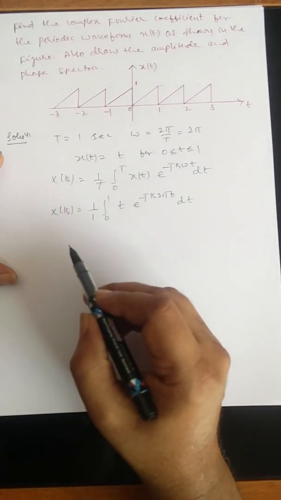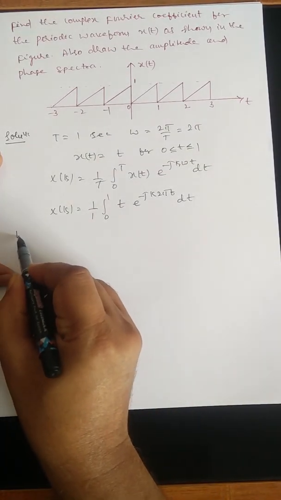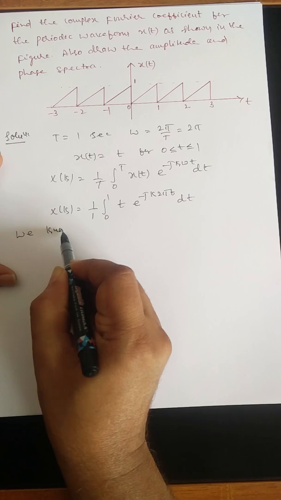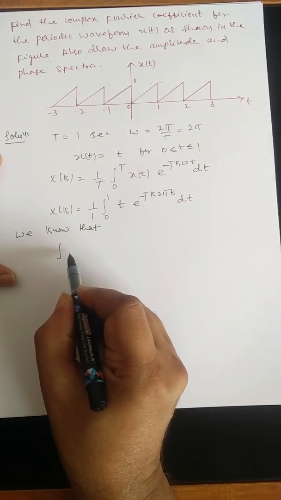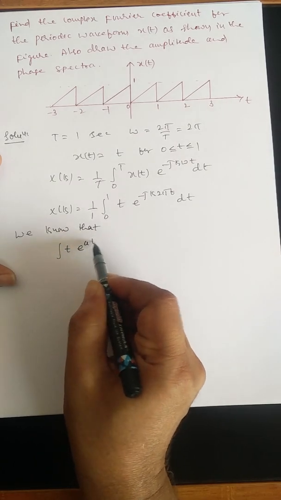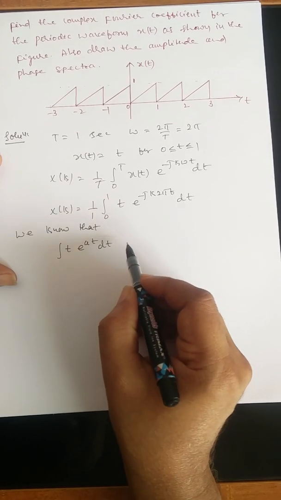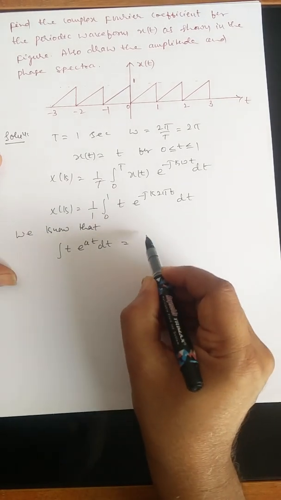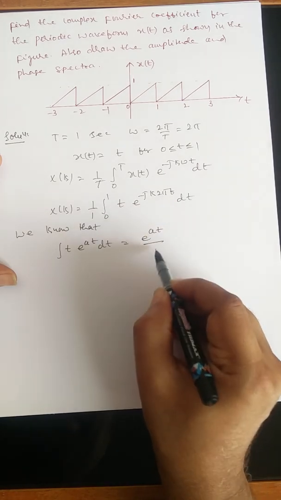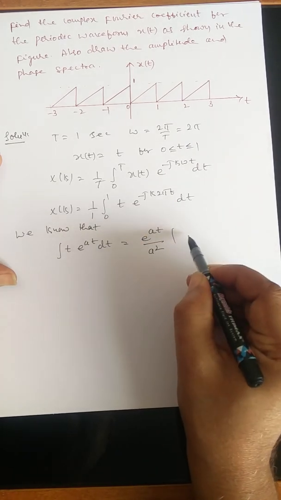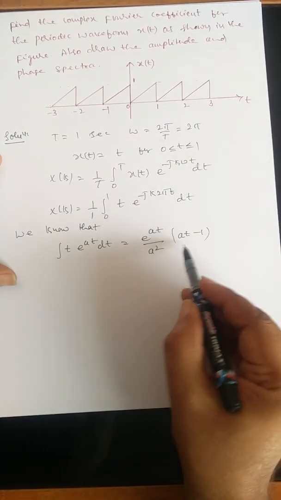For this we have to apply the product rule. Already we know that the integral of t into e to the power of at dt is e to the power of at by a square into (at minus 1). Now I'll show how you get this answer.